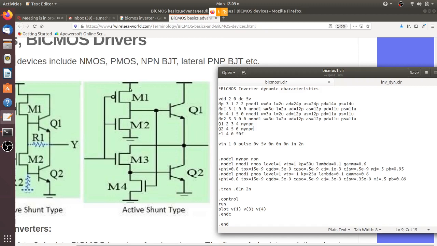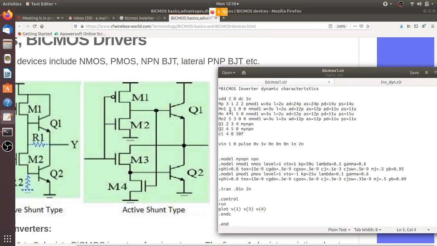MP, which is M1 in this picture, and this drain I named as node 3, and input, that is the gate terminal, is node 1, and then VDD. That is your source as well as bulk terminal. They are connected to node 2, which is VDD. So that is the description of M1 connection, which I've labeled as MP here.